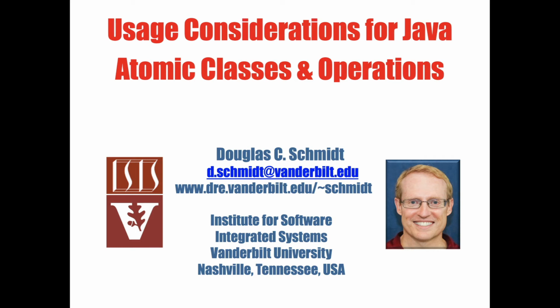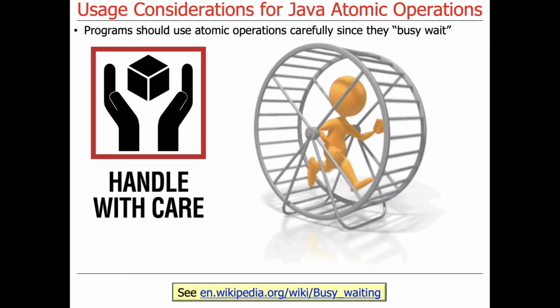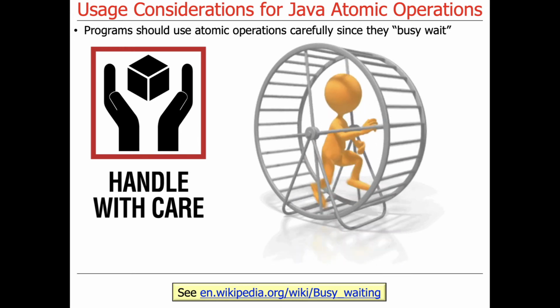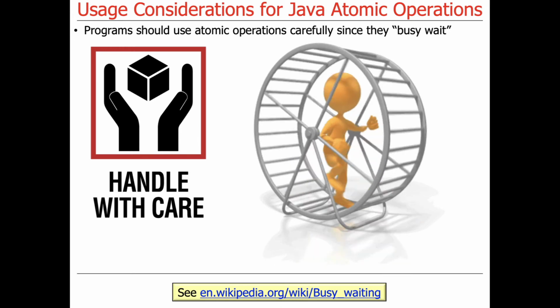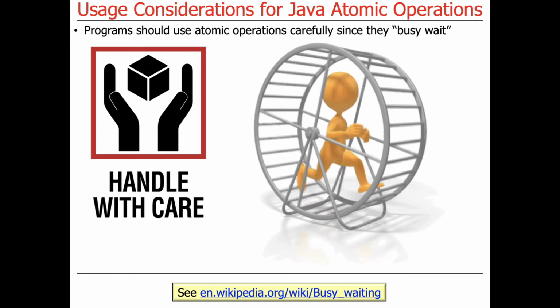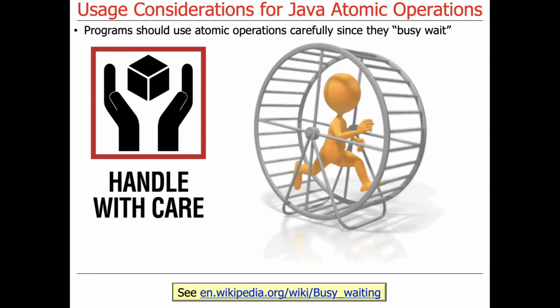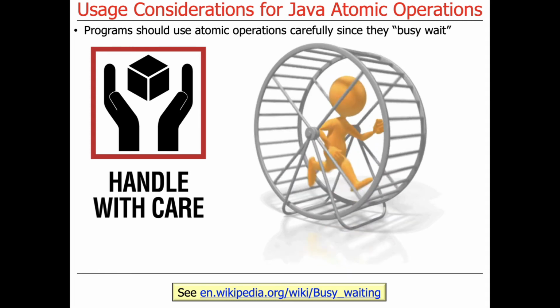So we're going to wrap up our discussions with some thoughts about usage considerations when you apply or think about applying atomic classes and operations in Java. You should generally be careful in using atomic operations, and that's because they busy wait. As we talked about before, if there's low contention, not a problem. If there's a lot of contention, then they'll spend a lot of time spinning, which is what we're showing here.